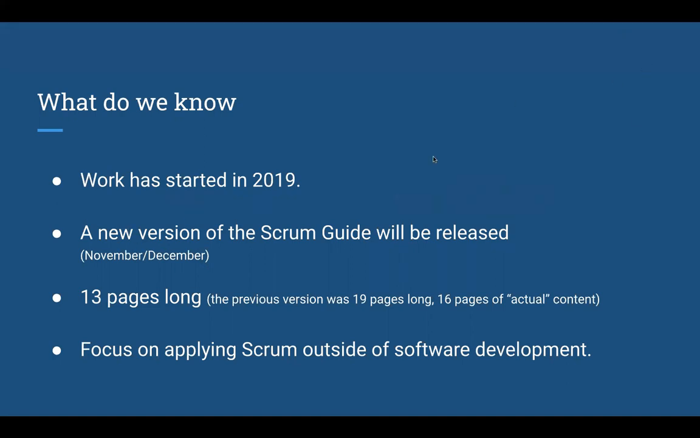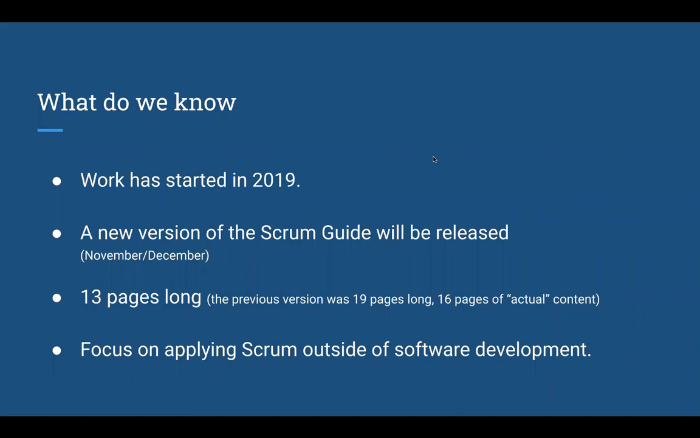So we know that work on updating the Scrum Guide started around 2019. A lot of feedback had been gathered over the years, and somewhere in mid 2019, this feedback opportunity closed, and I assume that the creators of Scrum started working with other people and updating the Scrum Guide. And apparently right now the Scrum Guide is ready, but it's not publicly available.